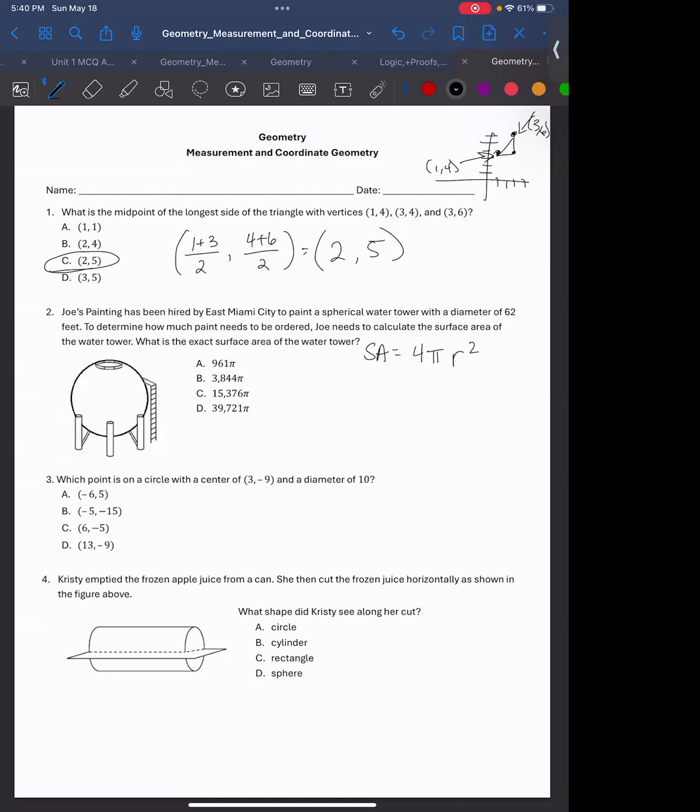Now, notice how all of my answers have pi. You all see that? That means I'm not multiplying by 3.14. I'm just going to leave pi alone. So I'm going to forget about it for the moment. So now I need to figure out r. My r is my radius. And the radius is always half of the diameter.